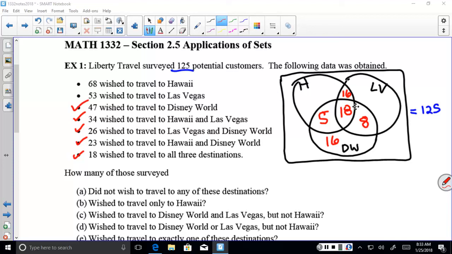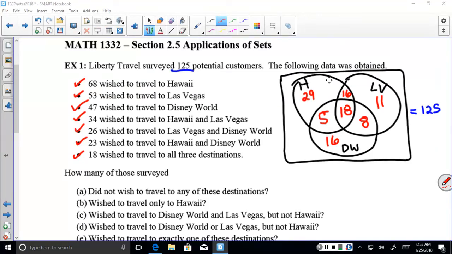53 people want to go to Vegas. That means this Las Vegas circle here with 4 parts, those 4 parts are going to add up to 53. So if I do 53 minus those other 3 numbers, that leaves me with 11 people who want to go to Vegas only. 68 wish to travel to Hawaii. So my Hawaii circle is going to add up to be 68. So I do 68 minus those other 3 numbers, and I get 29 want to go to only Hawaii.